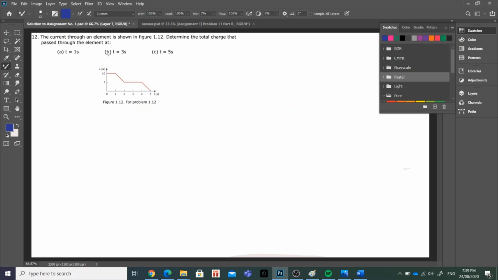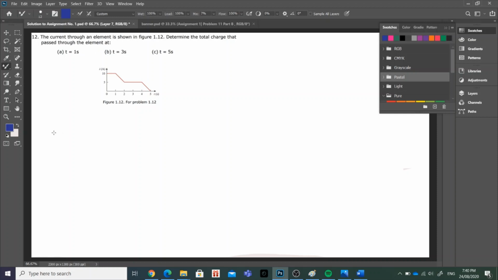So, para ma-solve natin yung total charge at this instant time, kailangan muna natin kunin yung mathematical representation ng current waveform na to. So, after that, i-derive natin yung Q equations natin by means of integrating yung ating equation na I is equal to the derivative of Q, so Q is equal to the integral of I dt. So, kapag na-derive na natin yung mga equations of Q in terms of time, dun tayo magsasubstitute ng specific value ng time A, B, at saka C.